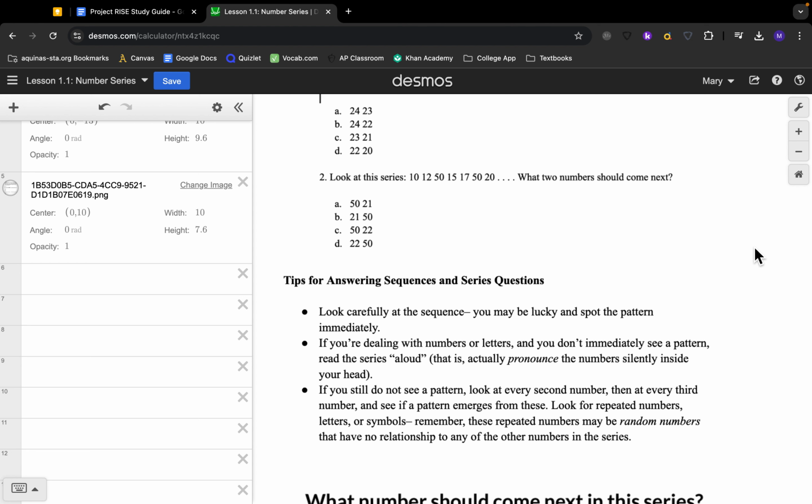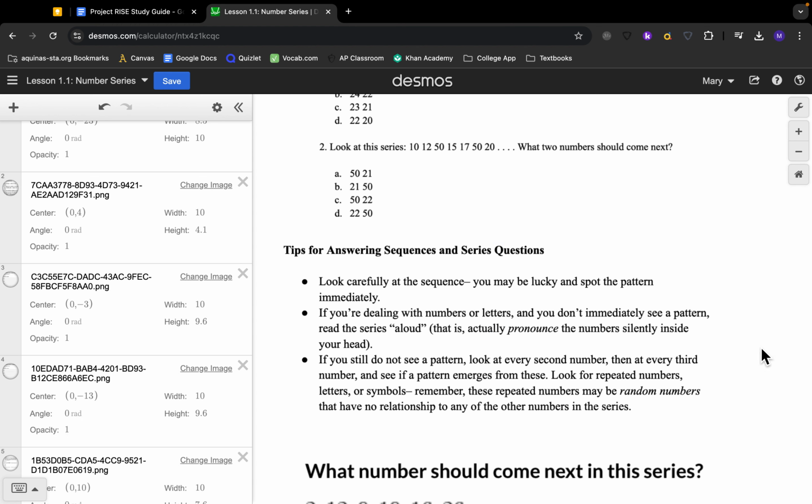So the first tip says to look carefully at the sequence or a series because you may be lucky and spot the pattern immediately. So this is probably not likely because they are testing your ability to non-verbally reason, and this is just a little bit too simple, but they may throw in one or two easier ones into the mix.